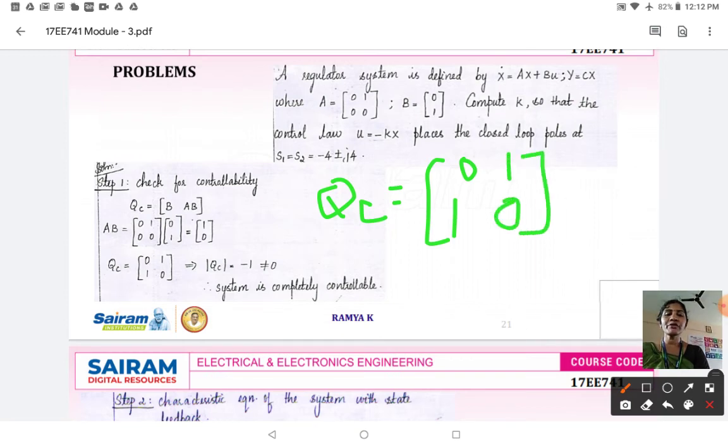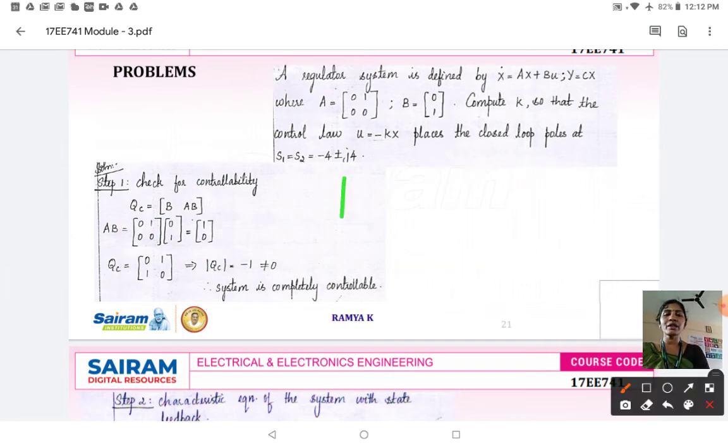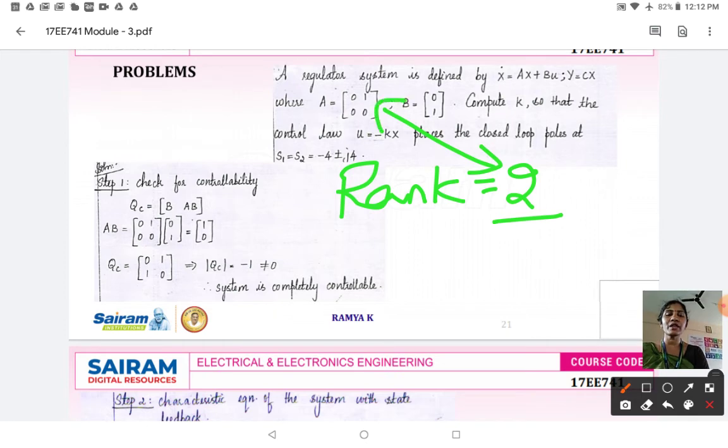When you identify the determinant value for this Qc, you will get minus 1, which is not equal to 0. When the determinant value is not equal to 0, then the rank of your matrix is equal to 2. Why am I writing 2 here? Because I have two state variables. So the rank is 2 and we can say the system is completely controllable.